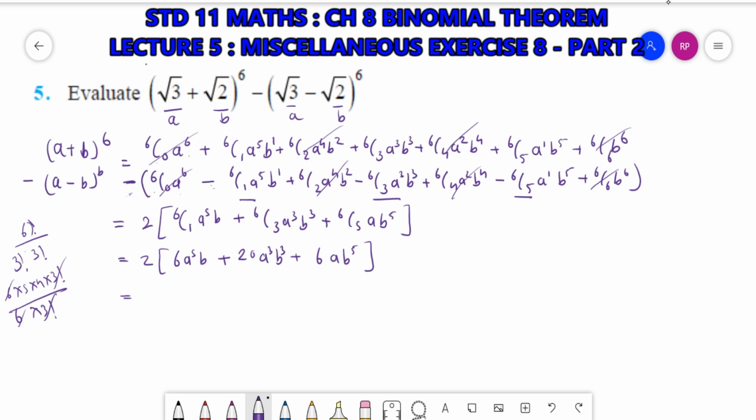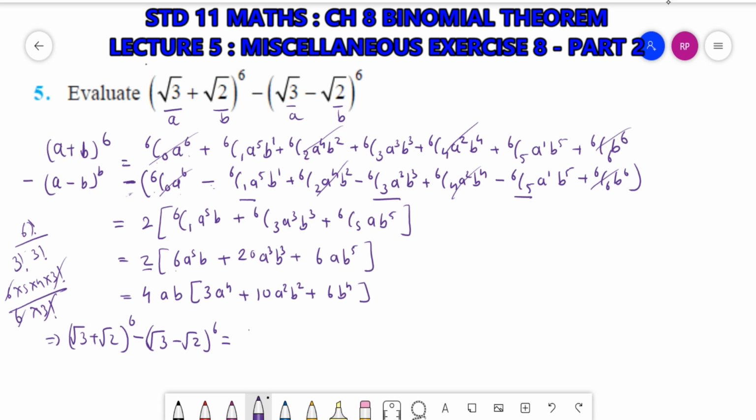So in every term again I can take 2 common, so 2, and from this 2, so 4 and ab common. This will be equal to 3a^4 + 10a^2 b^2 + 3b^4. So this is (a + b)^6 minus (a - b)^6. So that implies (root 3 + root 2)^6 minus (root 3 - root 2)^6 will be equal to 4.